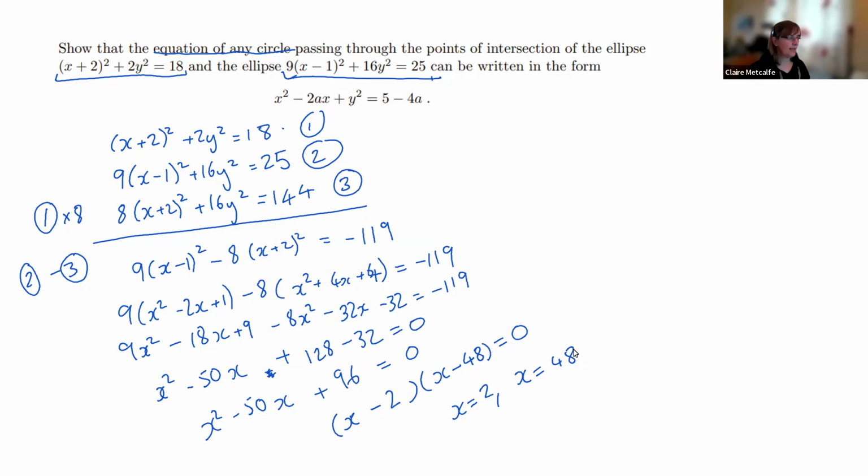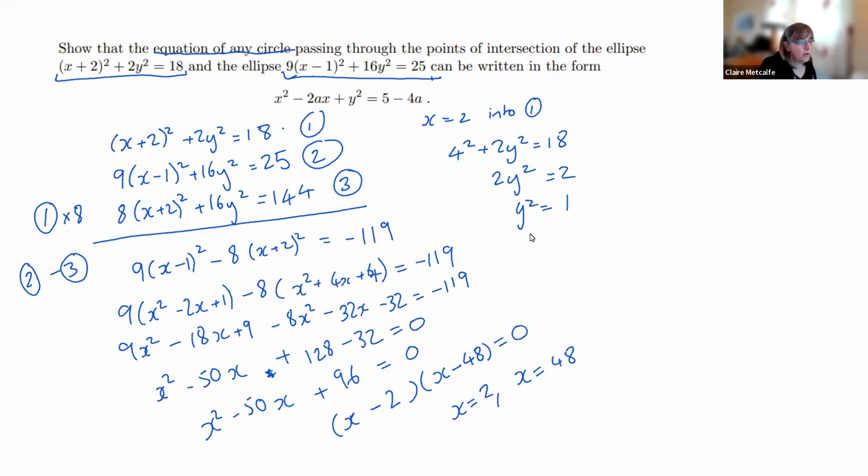Okay, so we now know the x coordinates of where these 2 curves meet. Now it will be a good idea to find the y coordinates, and I am going to choose to substitute these into 1. So if we take x equals 2 and put it into equation 1, we get 4 squared plus 2y squared equals 18. So 2y squared is equal to 18 minus 4 squared, which is 2. So y squared equals 1, so y is plus or minus 1.